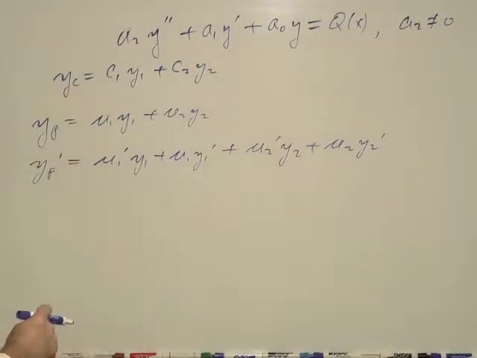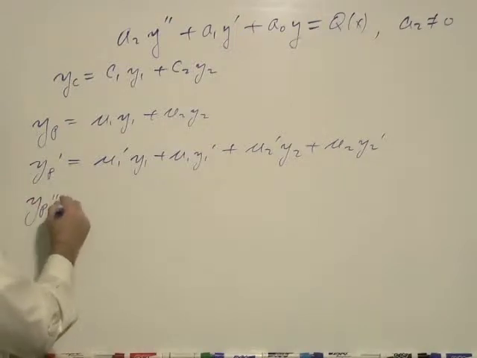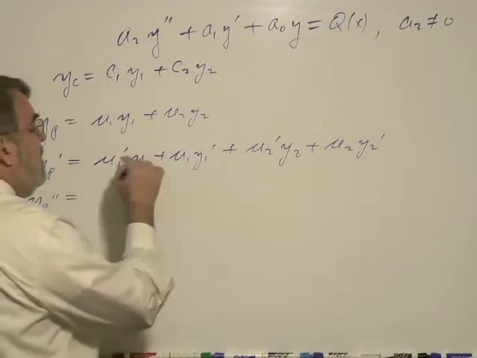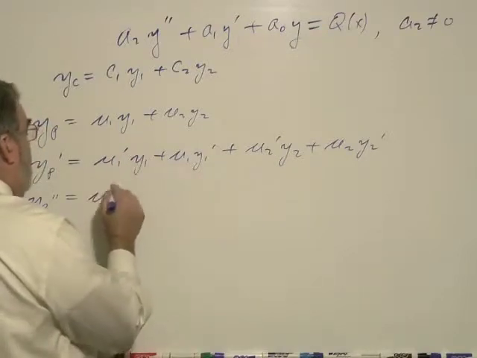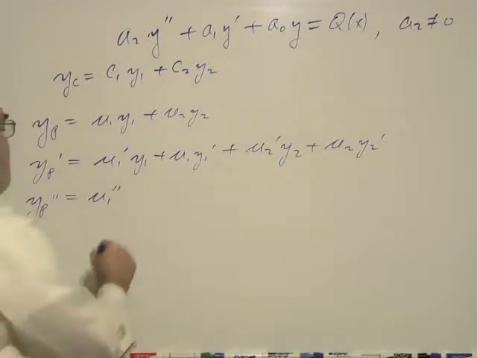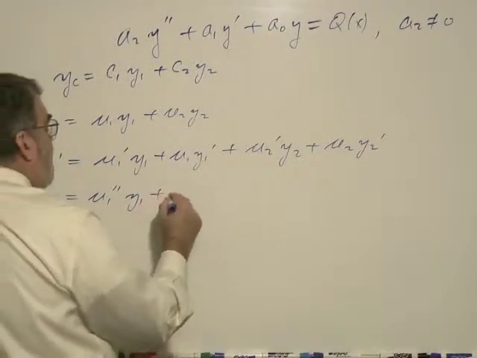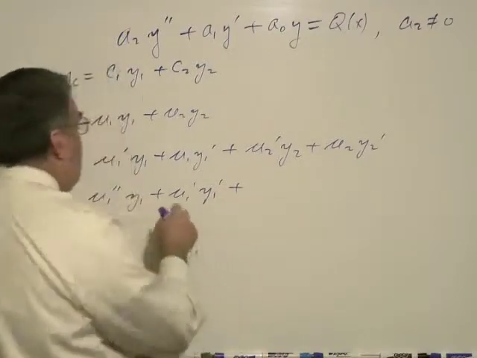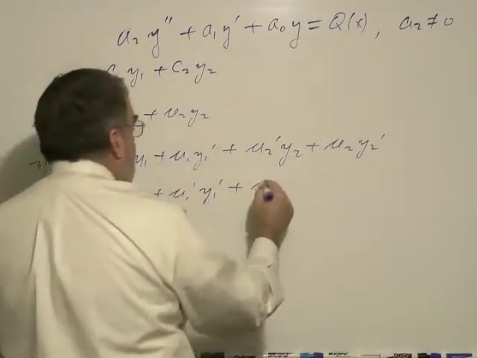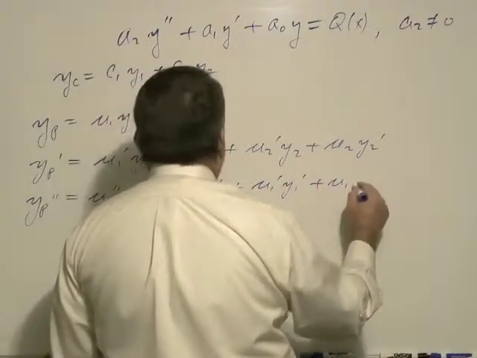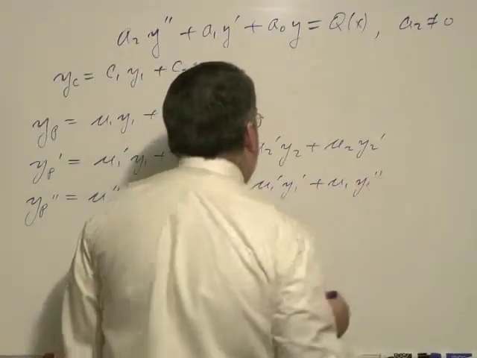And that's just the first derivative. Our second derivative we also need, and this will be more product rules here. The derivative of the derivative is the second derivative: u1 double prime y1 plus u1 prime y1 prime plus here u1 prime y1 prime plus u1 y1 double prime.